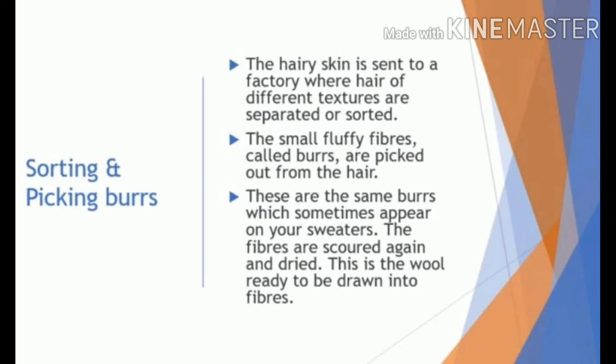Now the next steps are sorting and picking burrs. The hairy skin is sent to a factory where hair of different textures, meaning shapes, are separated or sorted. The small fluffy fibers called burrs are picked out from the hair. These are the same burrs which sometimes appear on your sweaters. The fibers are scoured again and again. This is the wool ready to be drawn into fibers.